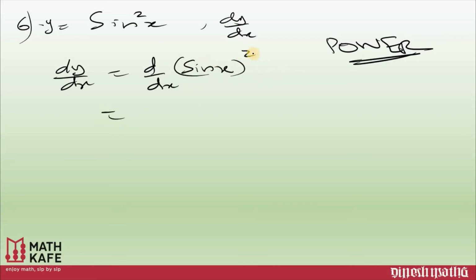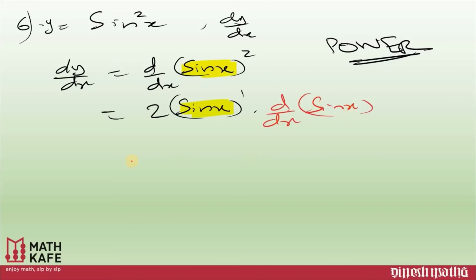Now this is like a power, push it down, take 1 away from that. So 2 minus 1 is 1 into, as this is not an x, we need to differentiate again, sin x, derivative of sin x again. So 2 sin x into cos x.